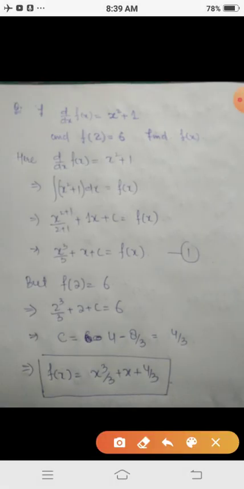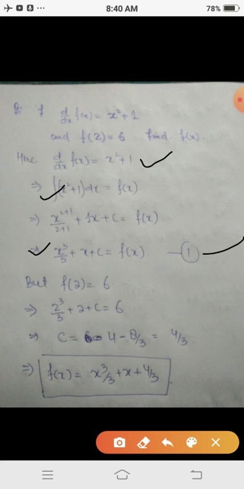Now another question is, if the differentiation of f of x is x square plus 1 and f of 2 is 6, we have to find f of x. Now the differentiation of f of x is x square plus 1, which implies by the definition of indefinite integral, or by the inspection method, the integral of x square plus 1 dx equals f of x. Now its integration is x cube upon 3 plus x plus c equals f of x. Name it first. We have to determine f.